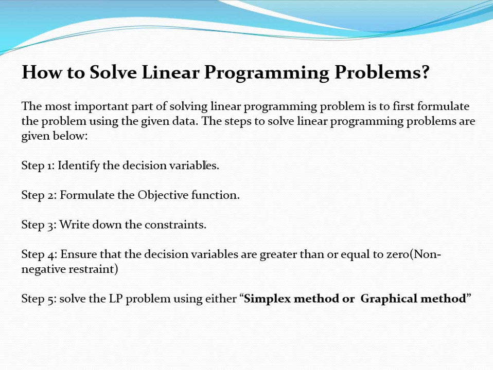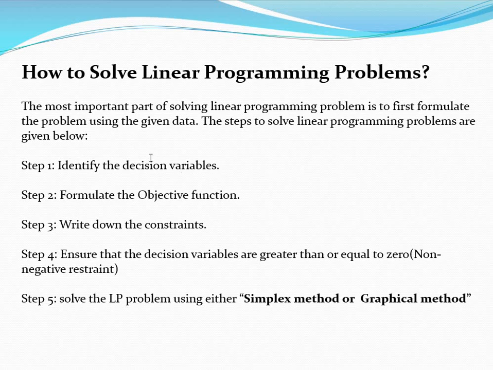Here, identify the decision variables, then we have to formulate the objective function. We have to frame them as an equation. Then we have to write down the constraints and ensure that the decision variables are always greater than 0. That is called non-negative restraint. In examination they will ask, the decision variables should always be dash. They can be 0 but they cannot be below 0. They should always be positive numbers or can be equal to 0.